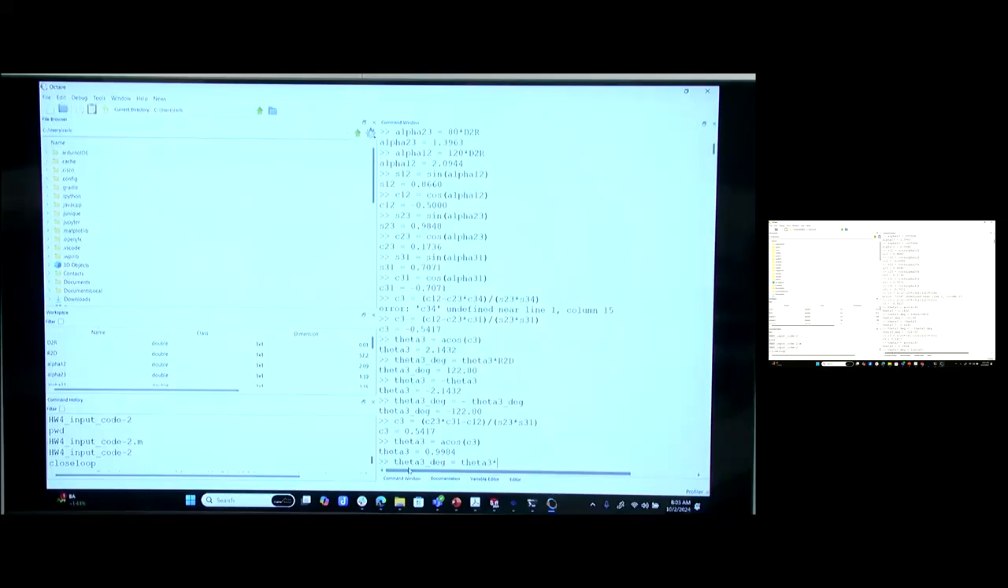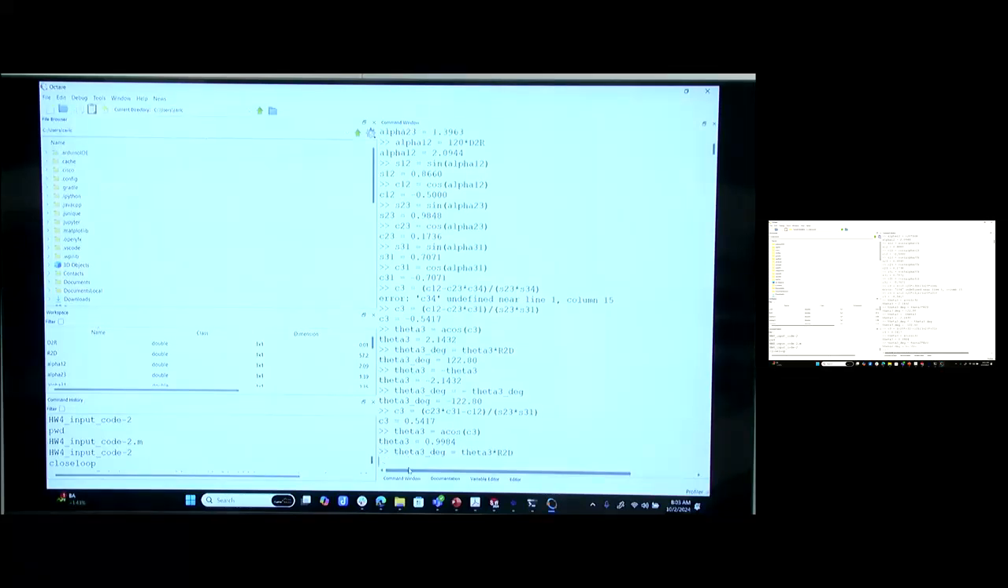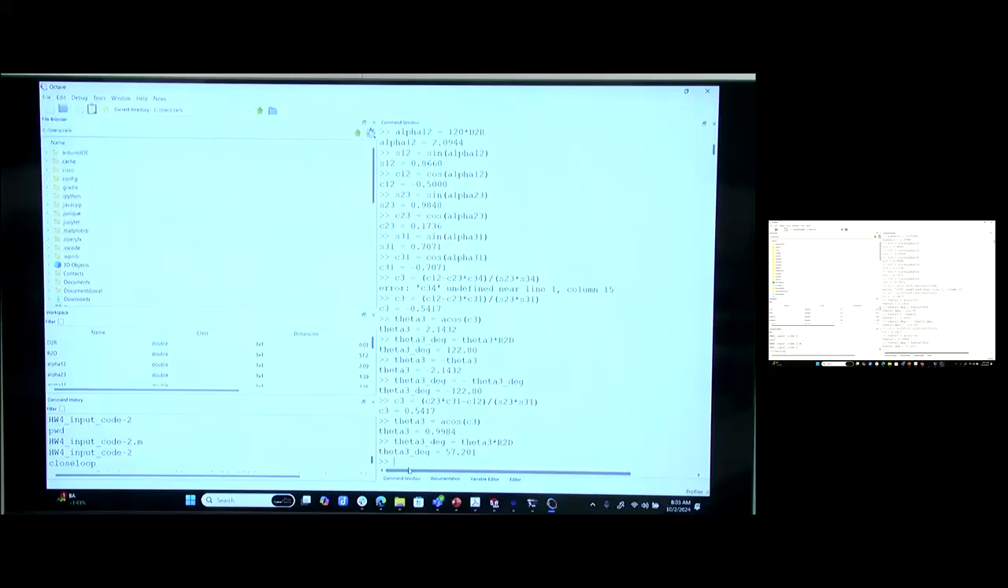Theta 3 times rad to degrees, 57. Okay. So I'm going to say I did get the negative of cosine theta 3 like I expected, but when I did a cosine, it's a bit different than what I expected, but that's okay.